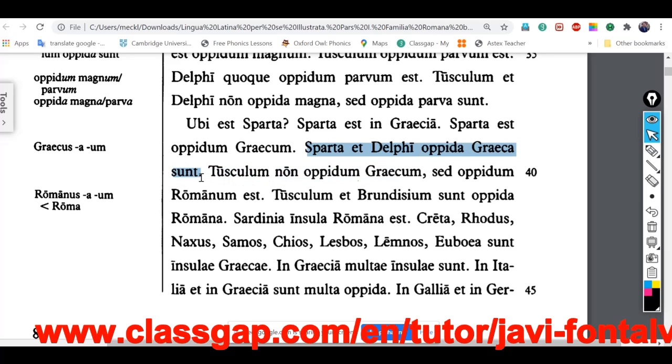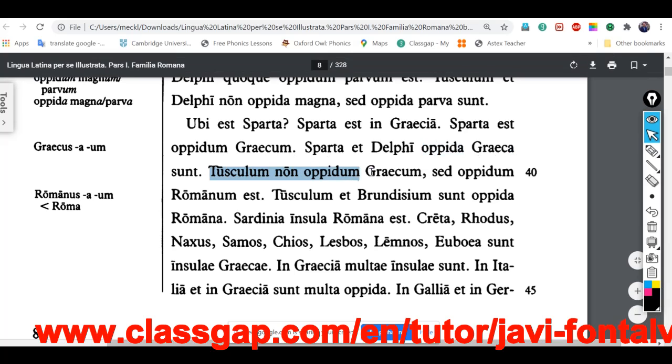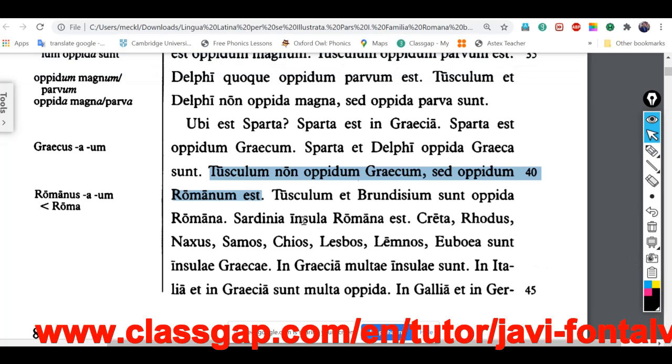Sparta and Delphi are Greek cities. So notice the agreement again. Oppida Graeca. Tusculum non oppidum Graecum, sed oppidum Romanum est. Tusculum is not a Greek city, but is a Roman city. Tusculum et Brundisium sunt oppida Romana. Tusculum and Brindisi are Roman cities.